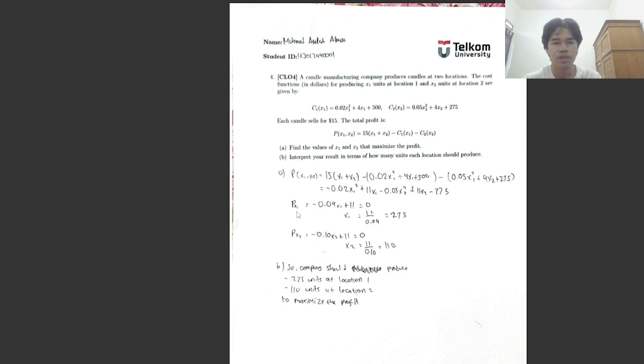For the second question, interpret your result in terms of how many units each location should produce. We already got the answer here. So x1, the units at location 1, they should produce 275 units. And for x2 at location 2, they need to produce 110 units.